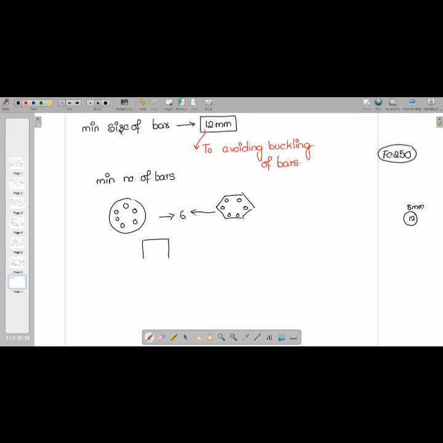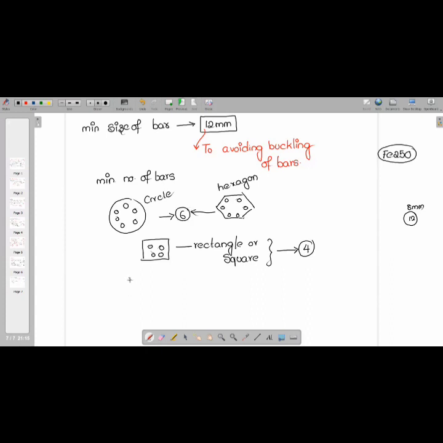When you talk about a rectangle or square, here you can write circle, hexagon, and here rectangle or square. In the case of a rectangle or square, this will be equal to 4. So this is 4, this is 6.